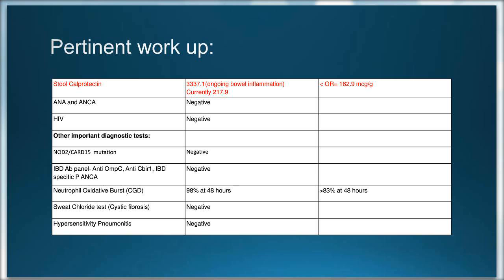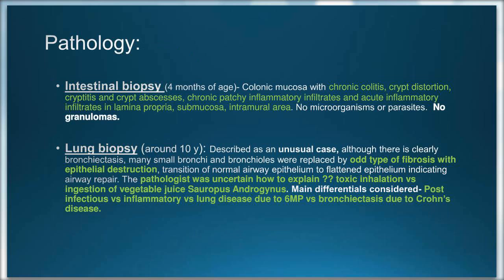Okay. Should I go ahead? Yes, please. Intestinal biopsy from 4 months of age showed colonic mucosa with chronic colitis, crypt distortion, cryptitis, and crypt abscesses. She also had chronic patchy inflammatory infiltrates and acute inflammatory infiltrates in the lamina propria, submucosa, and intramural area. She did not have any microorganisms or parasites, and did not have any granulomas. So this was uncharacterized chronic inflammation of the intestine.